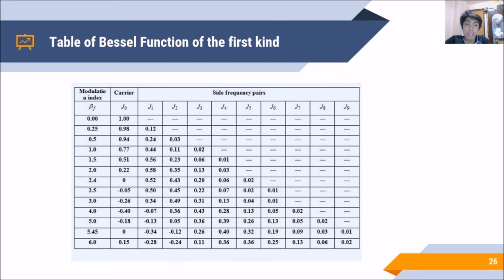So, this is the table of Bessel functions. It shows the Bessel functions of the first kind for several values of modulation index. We see that a modulation index of 0, or no modulation, produces 0 side frequencies, and the larger the modulation index, the more sets of side frequencies are produced. It can be seen that as m increases, the number of significant side frequencies increases. Consequently, the bandwidth of an angle-modulated wave is a function of the modulation index.